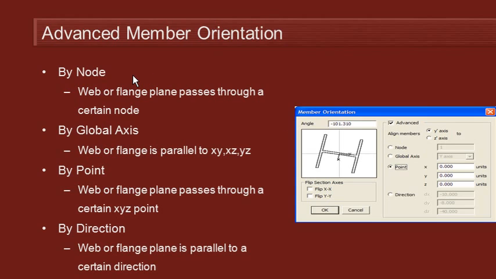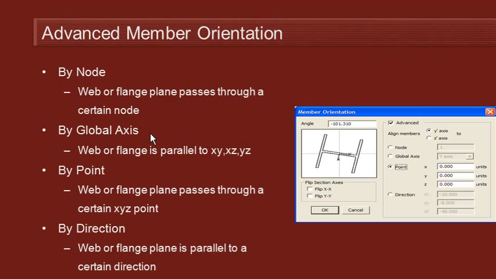One option is that we can choose a node as a reference point and then set up the orientation so that the plane of the web or the plane of the flange passes through that node. And that's handy in situations with sloping structure and also if you have, say, a curve or a dome with a node at the center.